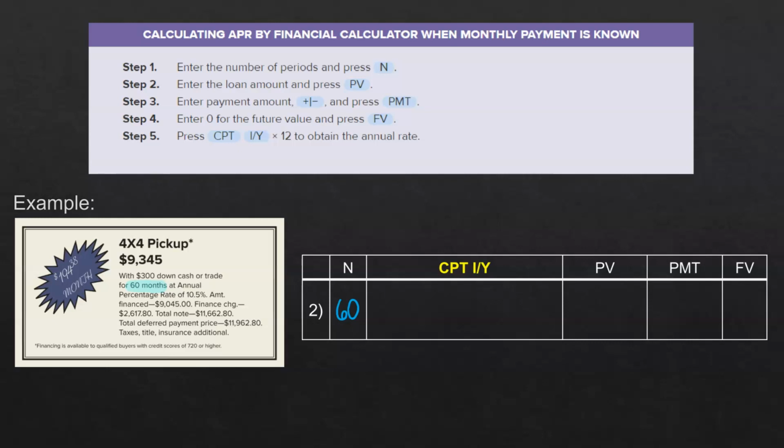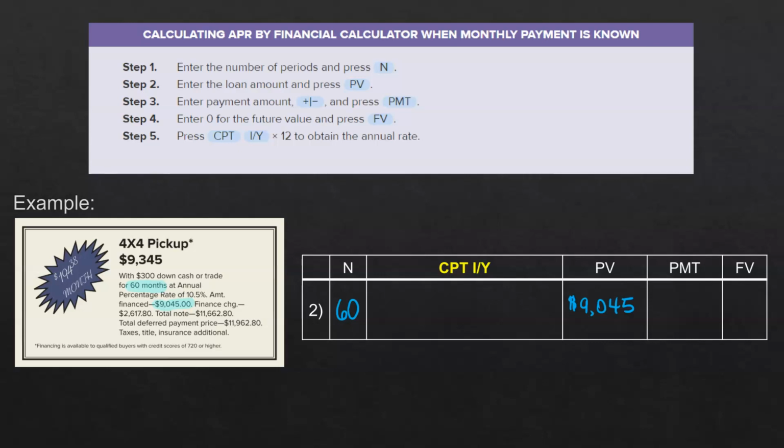And so the loan amount is going to be, if you look down here in this advertisement, it says our loan amount is $9,045. Okay. It says amount financed. Remember, that is the amount of the loan. So we're going to put that under present value. PV is present value, $9,045. And so enter the loan amount. So type 9045 on your calculator screen and press PV. You do not have to use the enter key for these TVM keys. That's only when you're doing some formatting thing on your calculator.